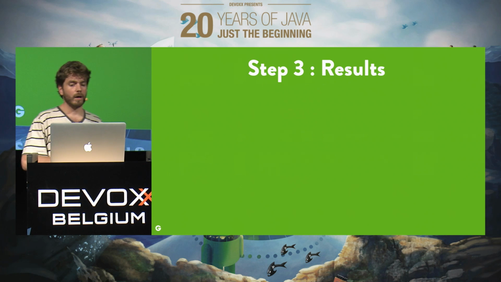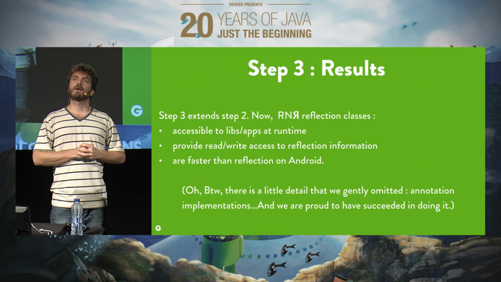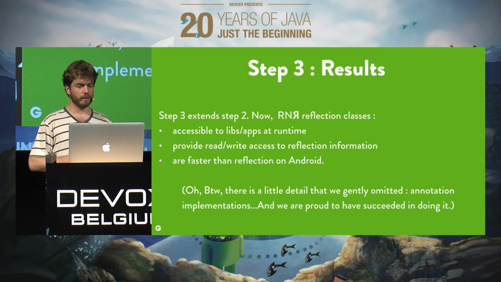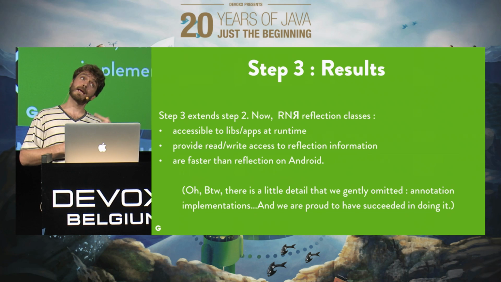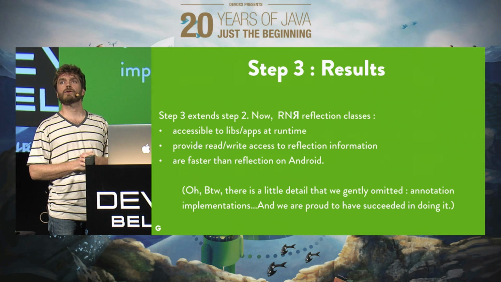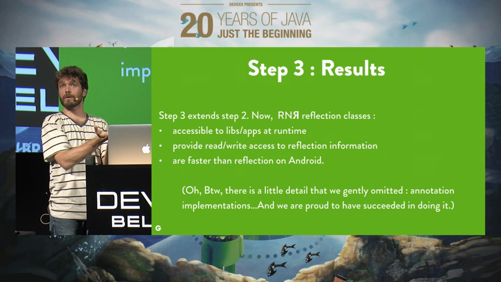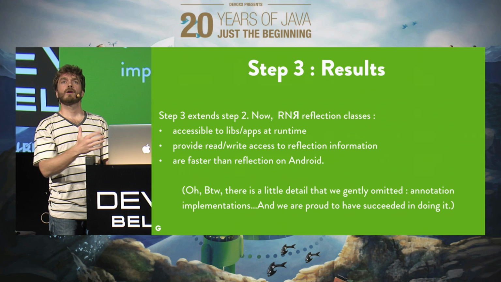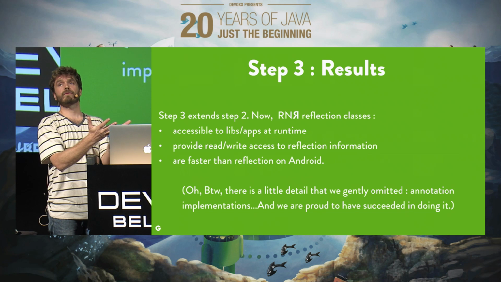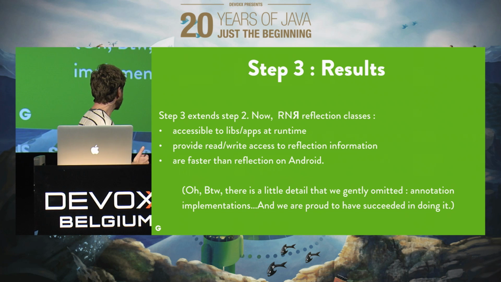As a result of step 3, we can now make those classes, the R&R classes, still available to applications and libraries at runtime. They will provide read and write access to reflection information, and still they are faster than Android. So we are going to generate a reflection-like layer of your own classes that is exactly the same as reflection, but it's going to be faster and not involve reflection at all. That's why we called it reflection, no reflection.